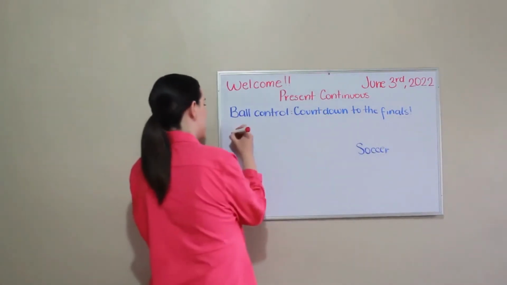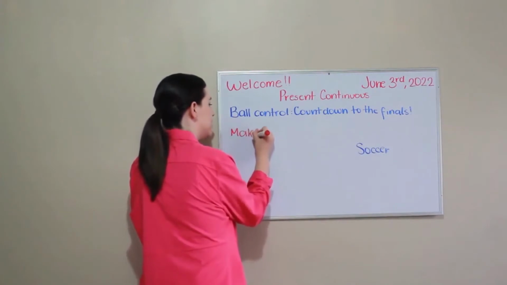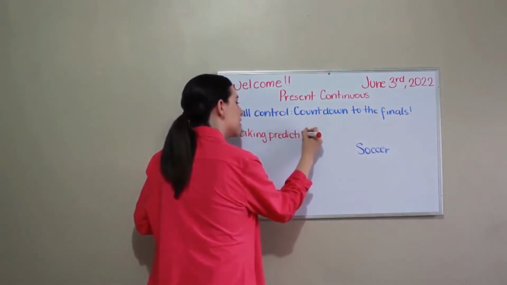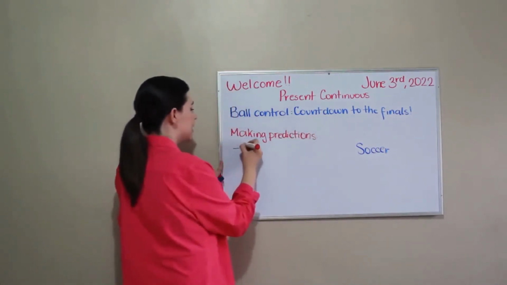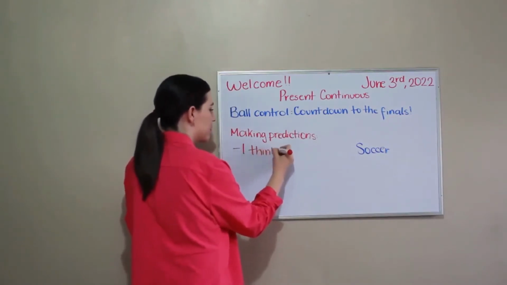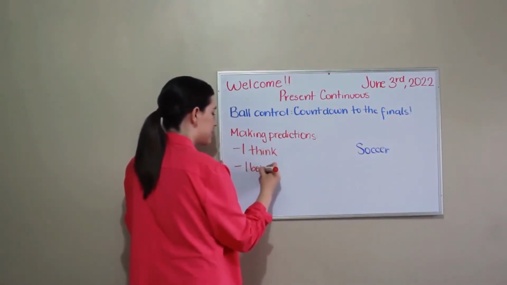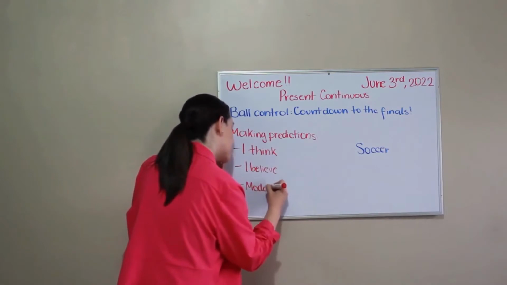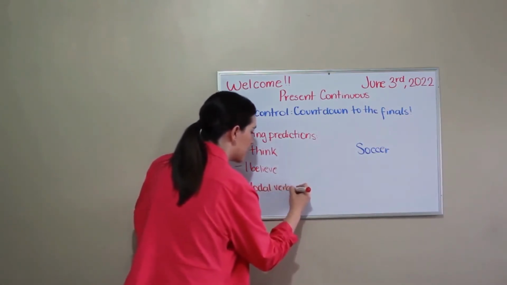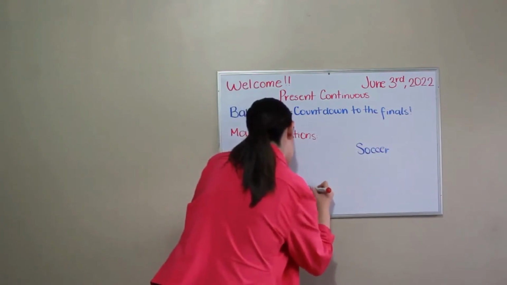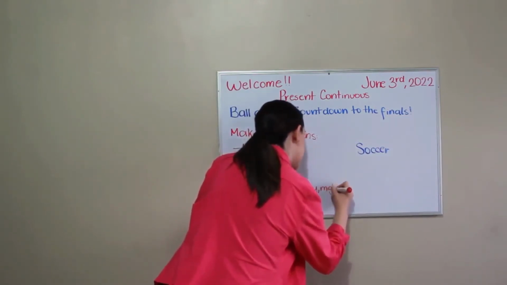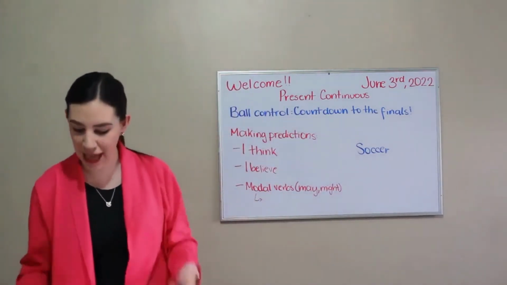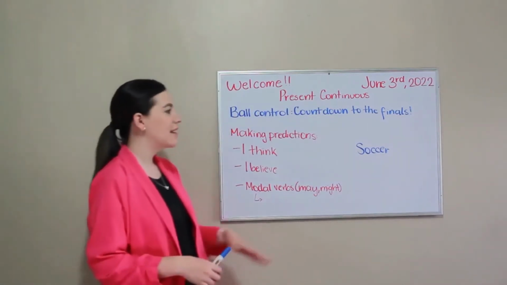Actually, good to hear that you said I think, because remember last lesson, we talked about making predictions, right? Do you guys remember? Yes. Awesome. We are using I think. We use I believe. And we also make use of some modal verbs. Remember that the modal verbs were like may or might, for example. And these modal verbs indicate a possibility of something happening. So as you already said, I think soccer.